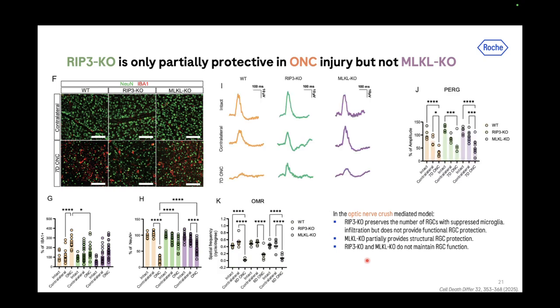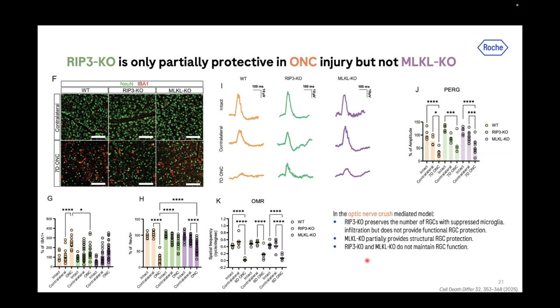However, when we examine RGC function by PERG and visual behavior response by optokinetic response, shown in panels I to K, the PERG amplitude and OMR level were compromised as much as wild type following optic nerve crush. Both RIP3 knockout and MLKL knockout mice did not really show a functional protection effect. So MLKL knockout again shows no substantial protection functionally, but still the number of RGC was higher than wild type mice after the injury.